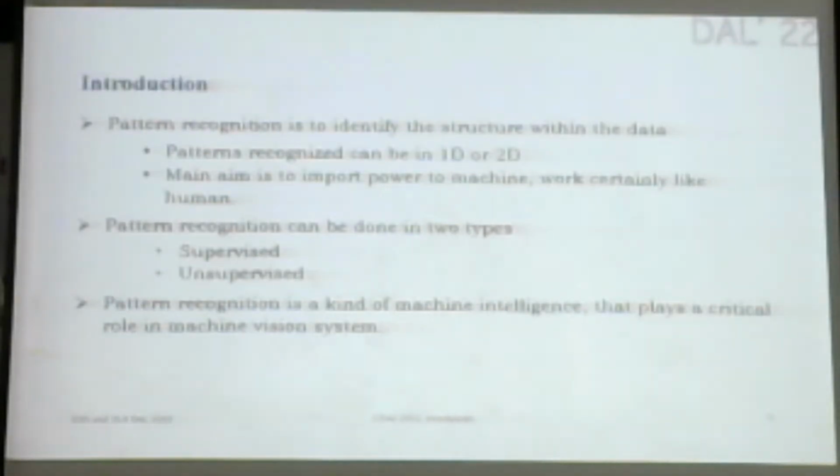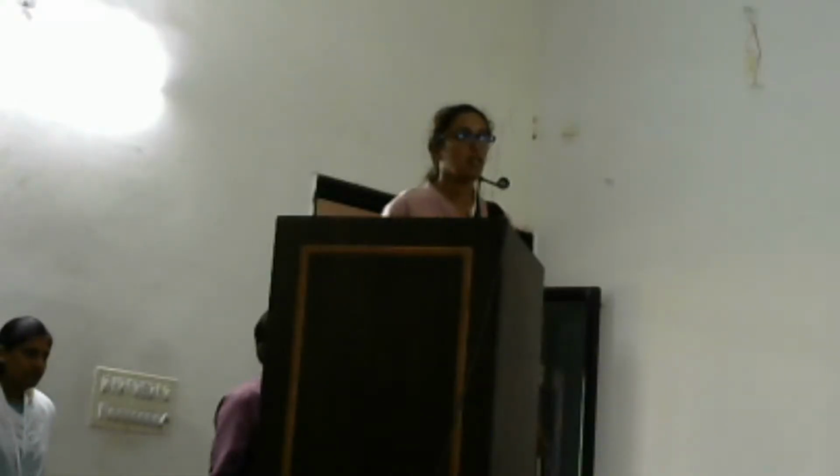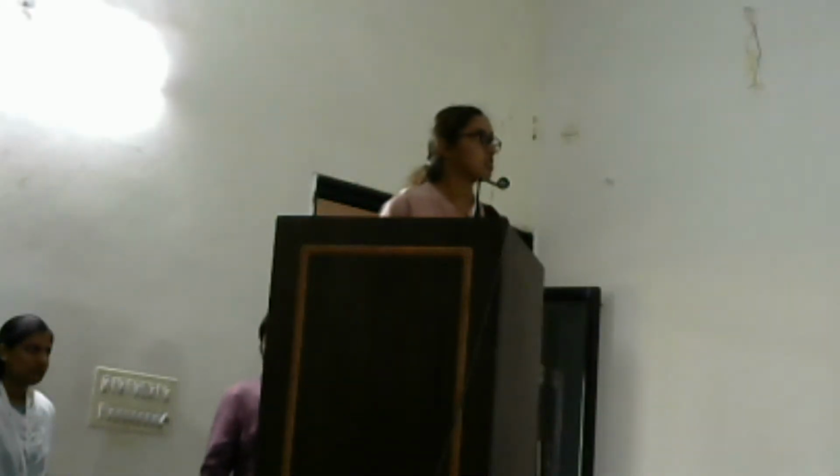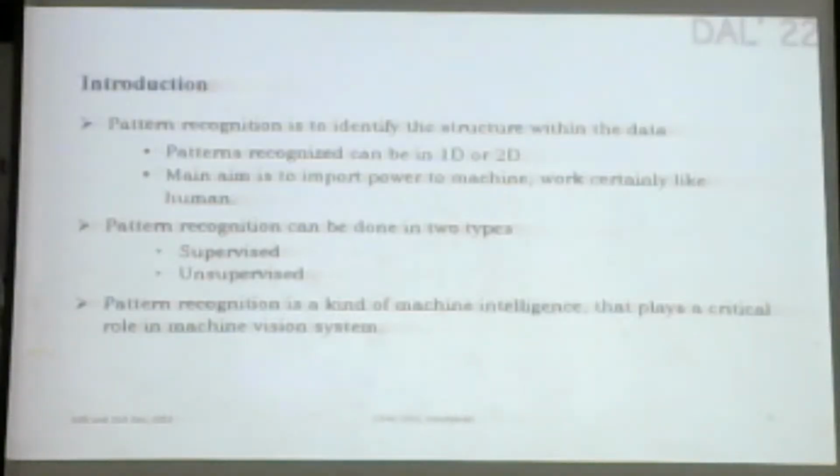Introduction. Pattern recognition, as we know, means classification of patterns into subclasses or objects. The recognized pattern can be in 1D or in 2D. The main aim is to impart some authority to the machine to work like a human. Pattern recognition can be done in two ways, supervised and unsupervised. Supervised learning algorithms have labeled data, whereas unsupervised learning algorithms have unlabeled data.